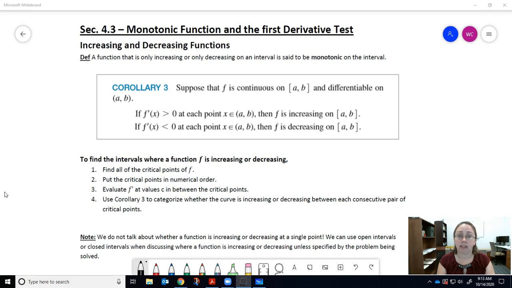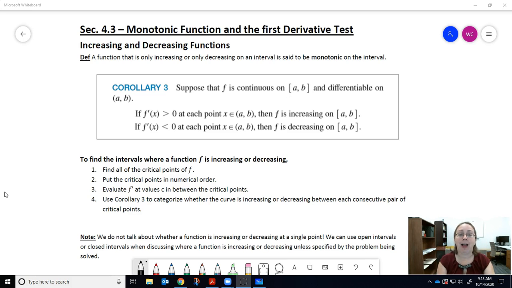It says, suppose f is continuous. Very important. We're going to be focusing on continuous functions, except for the rational functions, which have vertical asymptotes, but they're continuous everywhere else. And it's differentiable. If you have those conditions, then if the first derivative is positive, your function is increasing wherever your first derivative is positive. If your first derivative is negative, anywhere that's happening, your function is decreasing.